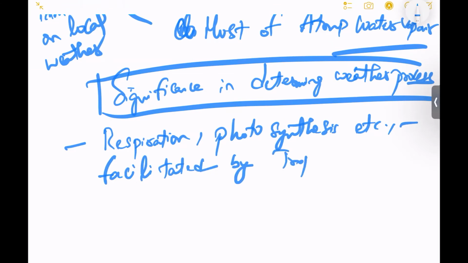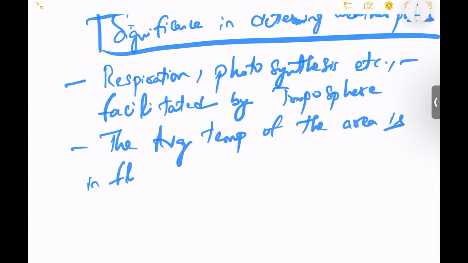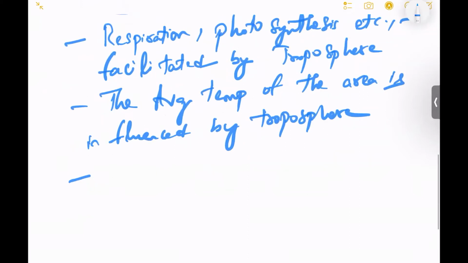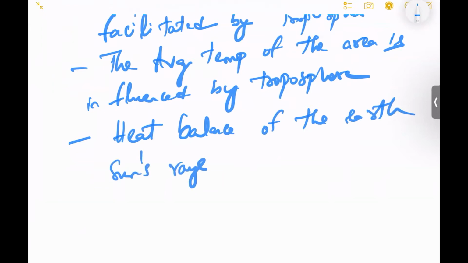Though it is not directly related to weather, you can just mention it. So what is that? The average temperature of the area is influenced by the troposphere, and it is responsible for determining the heat balance of the earth, because the sun's rays or sun's light, popularly called insolation, is coming and hitting the troposphere.